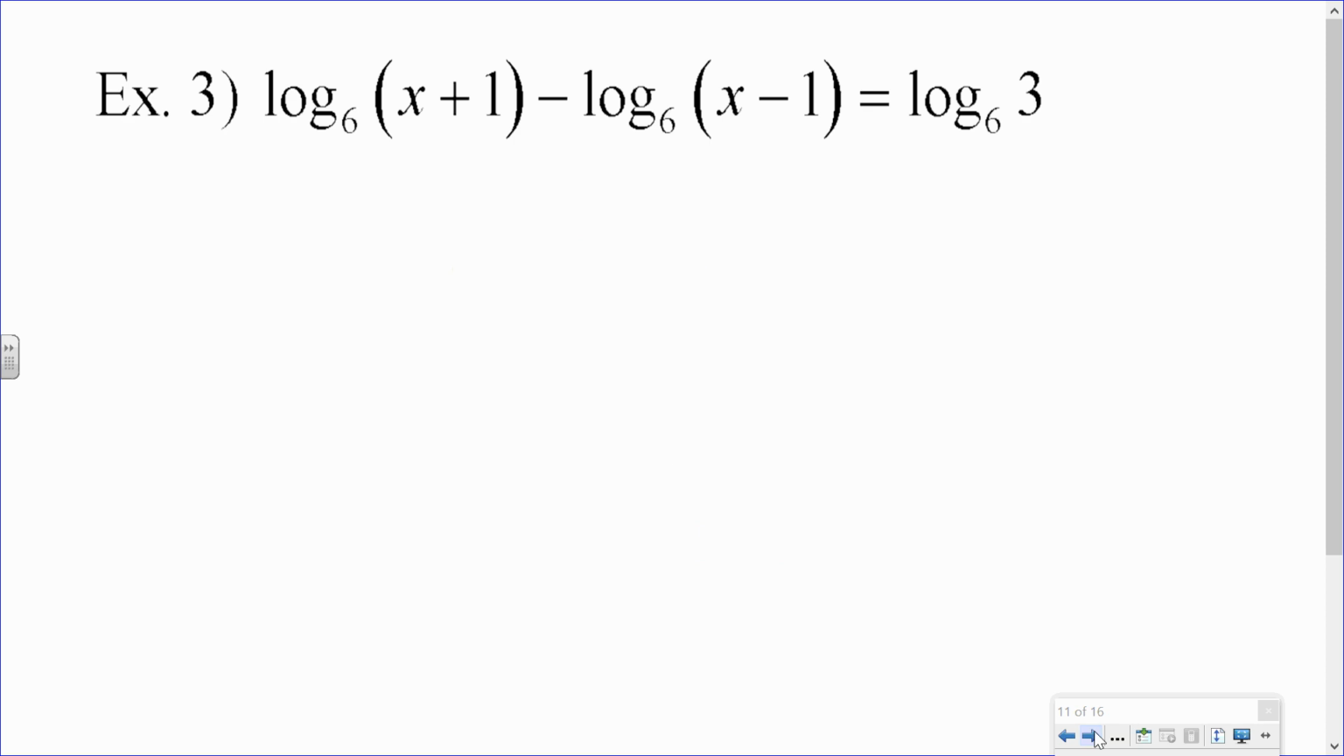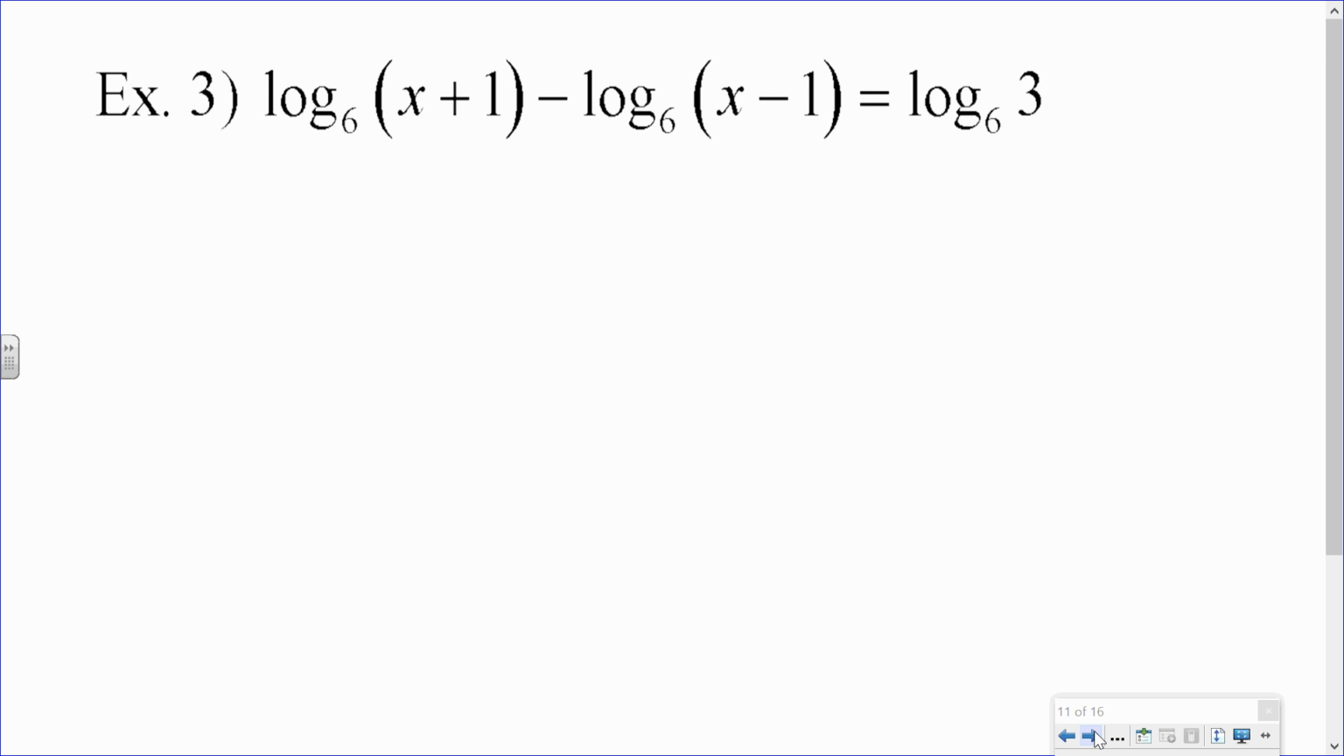Okay, example 3. Somebody think about that one and tell me which of our properties we can use. I like to get to log equals log if I can. Doesn't always work, but I like to get to log equals log if I can. I've got log minus log on the left. Is there some way I can get to where I have just one log over there? Ronald?